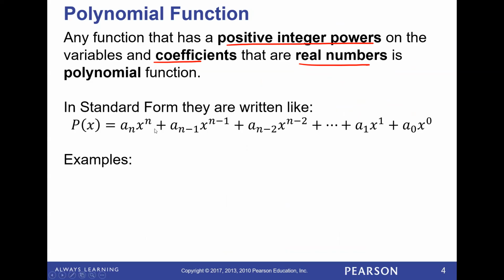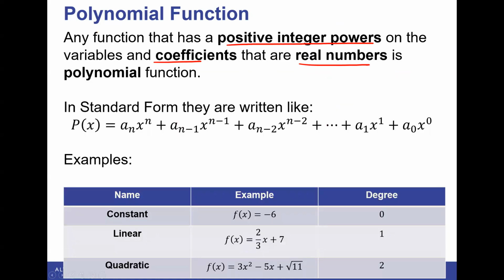What you see here is the standard form of the way it's written, because nowhere in here did I say what power it had to go up to. So let's take a look at some examples of what we've already seen previously. We've seen constant functions, which say y equals -6. We've seen linear functions, like 2/3 x plus 7. And we've even seen quadratic functions, like 3x squared minus 5x plus the square root of 11.